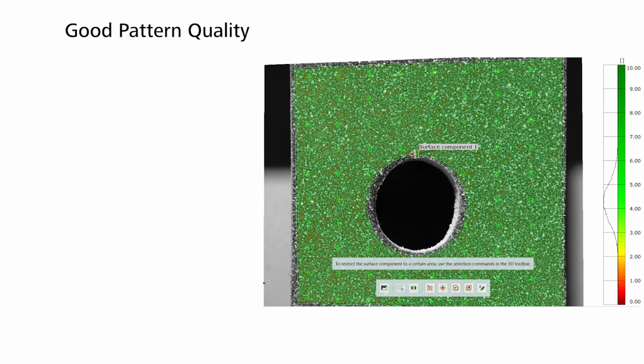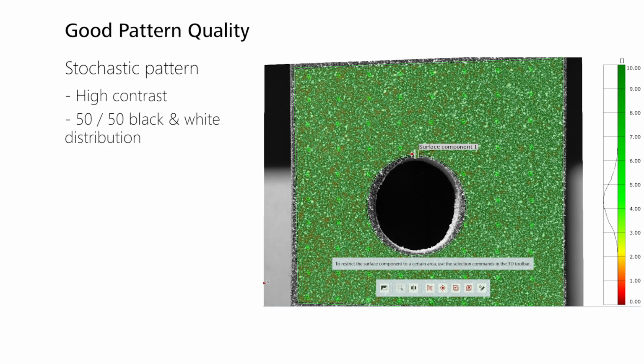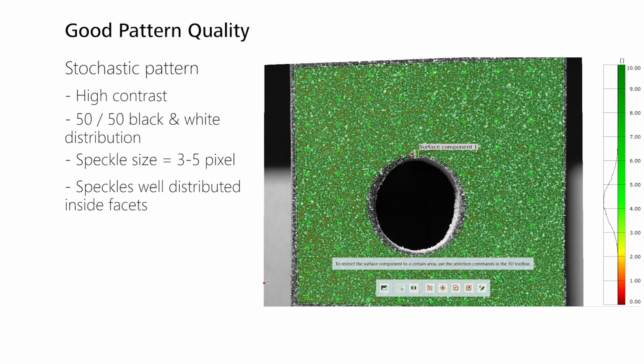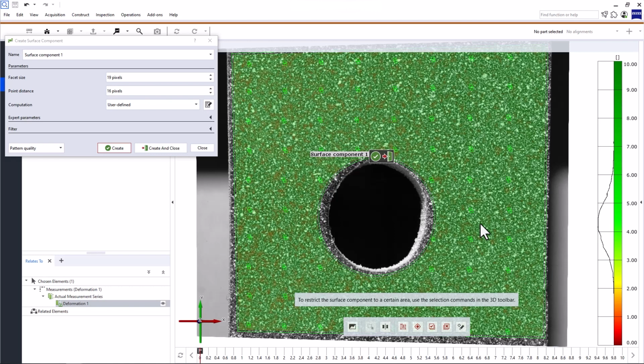A good pattern quality means that the stochastic pattern has a high contrast, the black and white distribution is about 50-50, the black speckles are about 3 to 5 pixels in size, and are well distributed within the facets. The facet size and distribution are determined by the parameters facet size and point distance in the dialog window. The default settings usually work well, same as the computation standard.